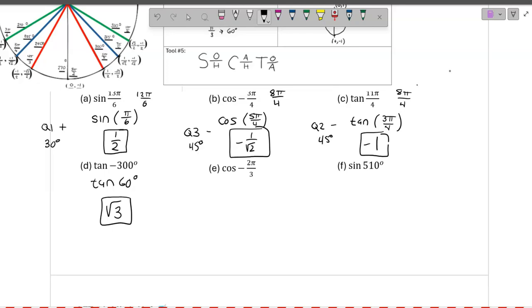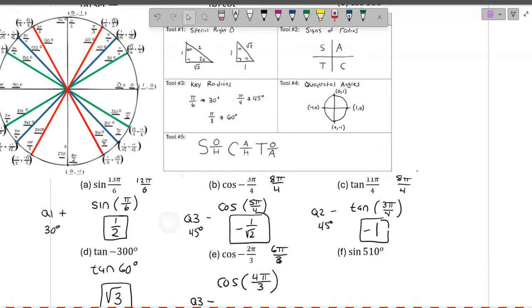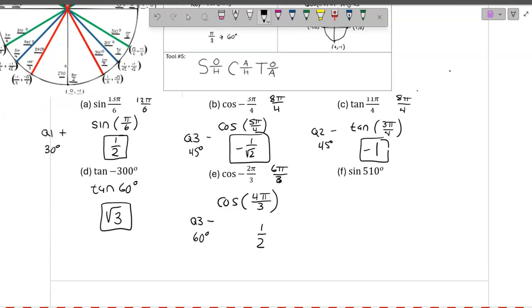Back to another radian one, negative 2 pi over 3. Well, we're going to add 6 pi over 3 to it to get a positive value for it. So its equivalent ratio is cosine of 4 pi over 3. That is going to put me into quadrant 3. That is a negative value for cosine. And then the reference angle here is 60. So let's go find the cosine of 60. That's going to be 1/2, and we'll throw that negative sign in the front of it.